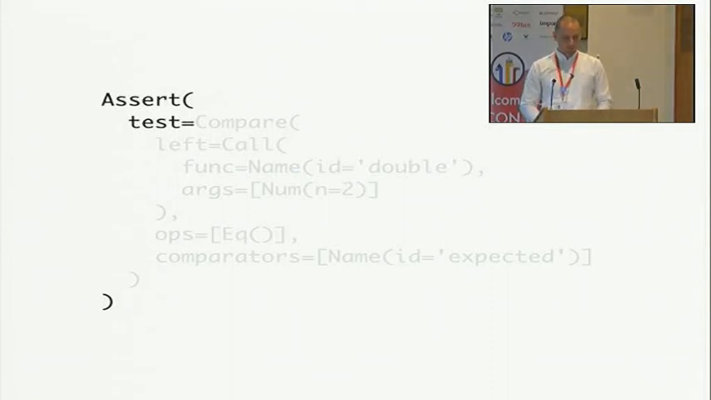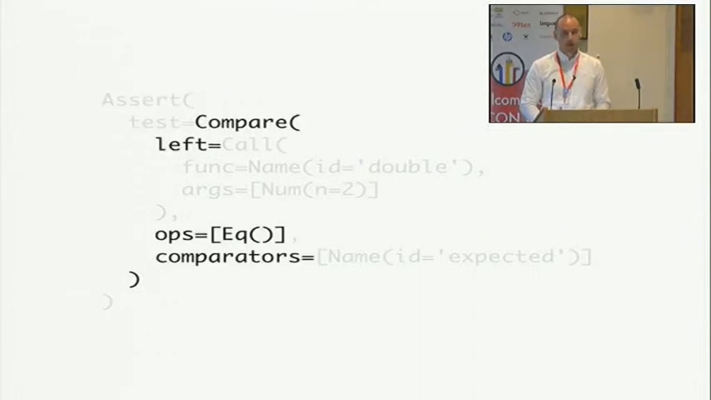So, as shown in the diagram, we'll have our root be an Assert node. Our Assert node has one field, and that field is test. This test is a node.